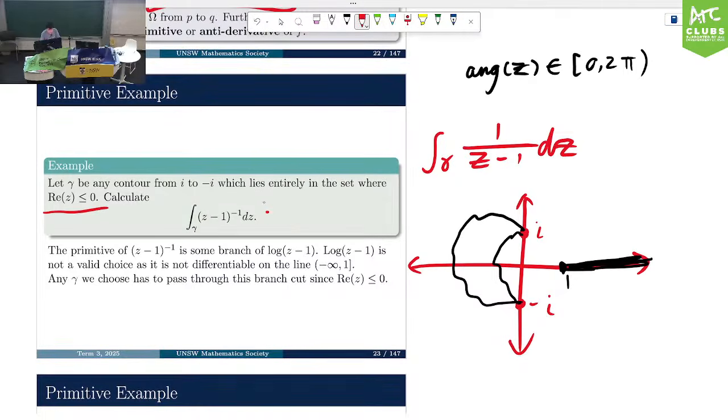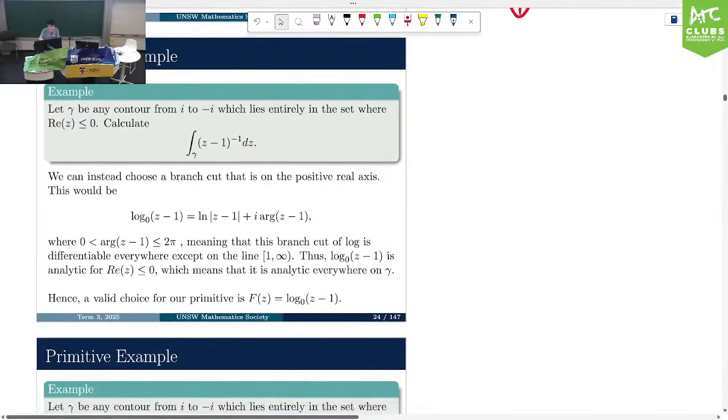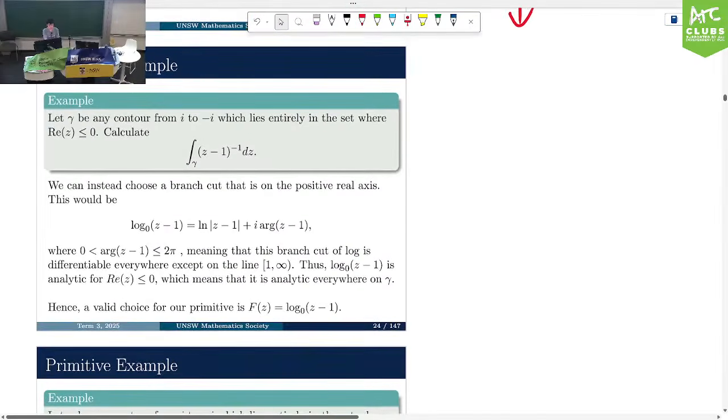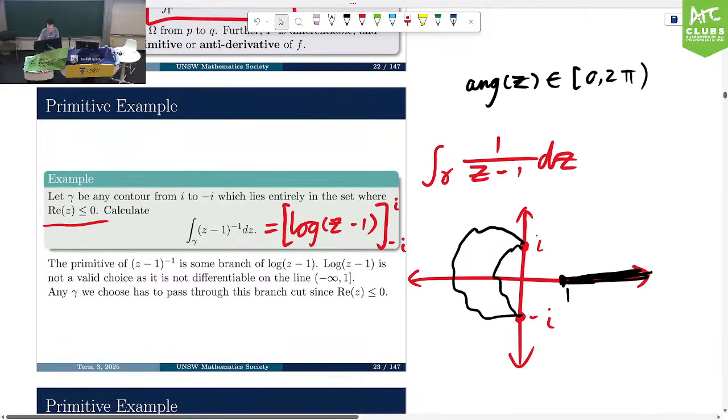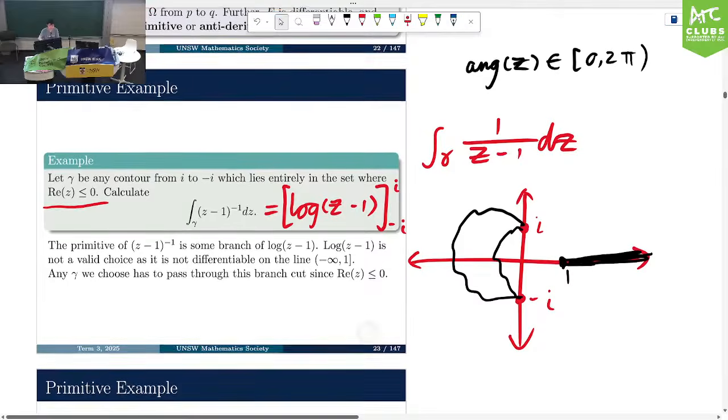This equals log of z minus 1, and I'm on minus i. Yep. This is just to say how we can choose the branch of log. We choose a branch of log that's analytic everywhere to the left of the Cartesian plane to just make our life easier to find the antiderivative.